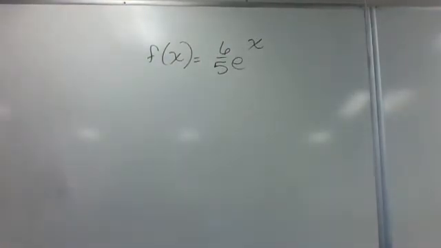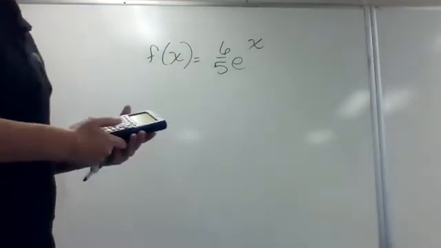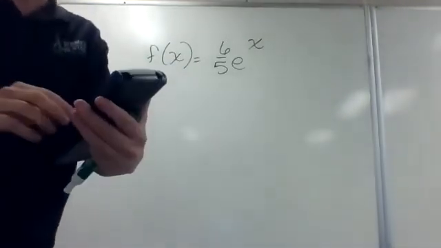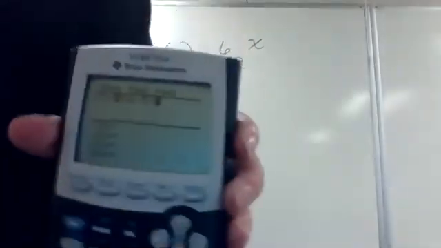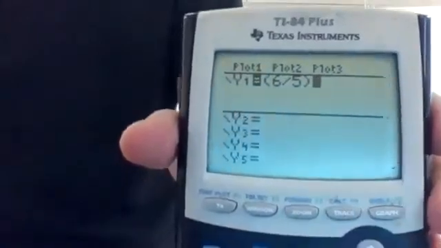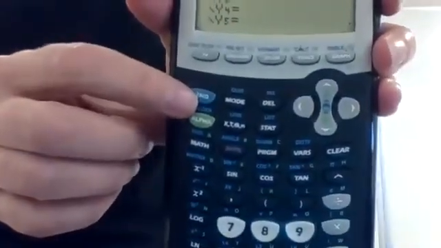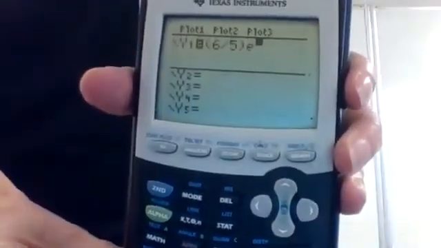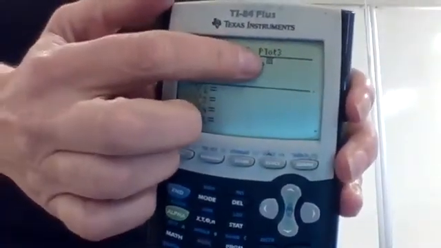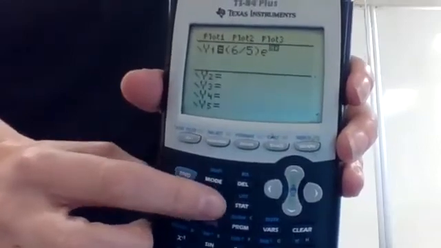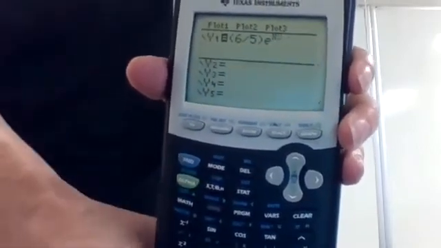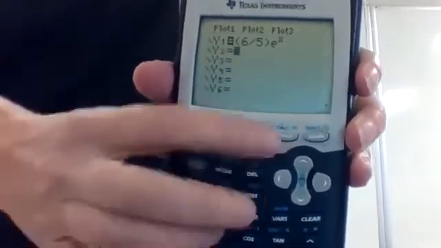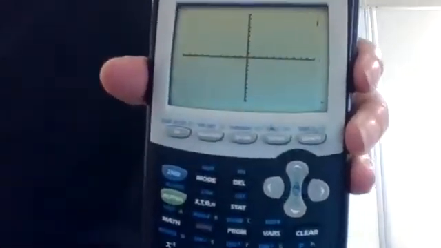So again, I'm just going to go to my y equals and then use my table function. So y equals, I'm going to put that 6/5 in parentheses. So open 6/5 close. Then my e, so second, then the ln button to get the e. And again, since it's an exponential function, the x is going to be in the exponent. And then we'll graph it.